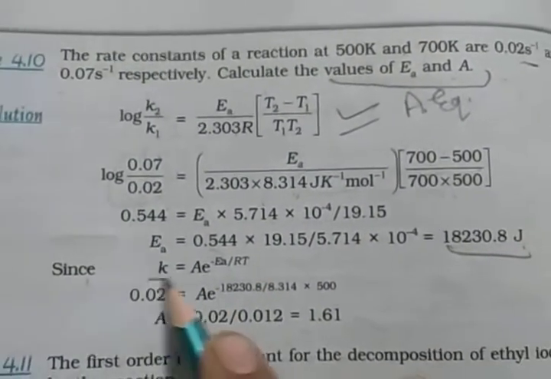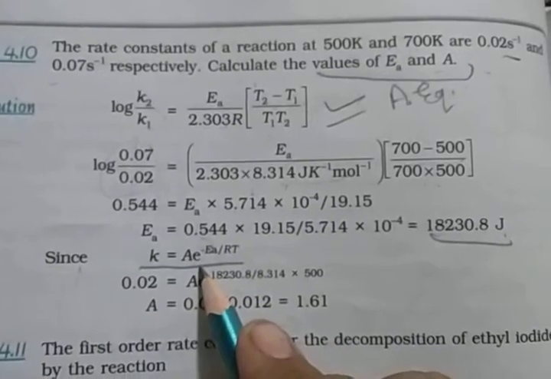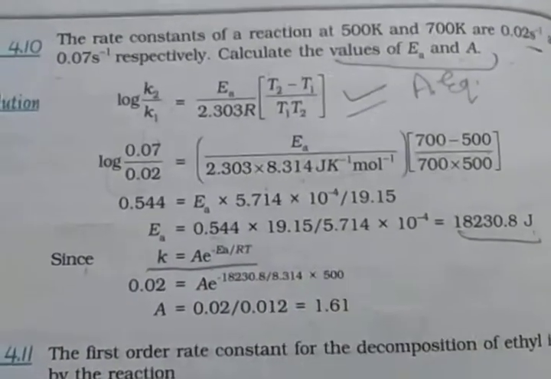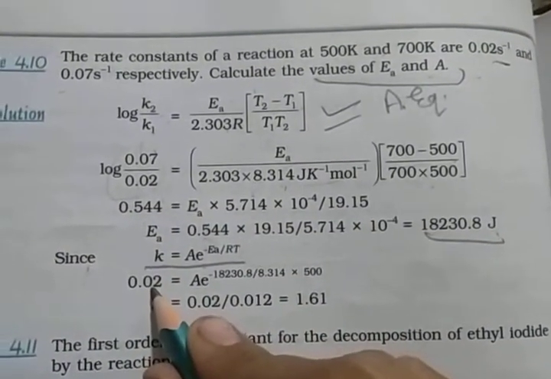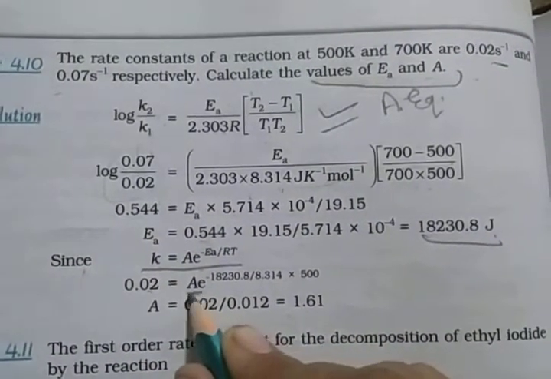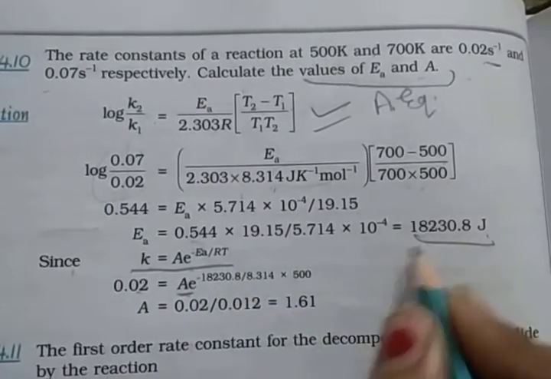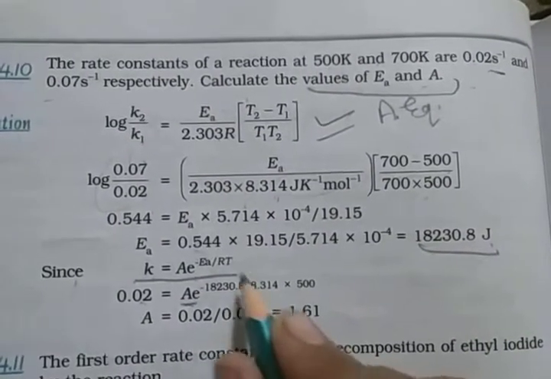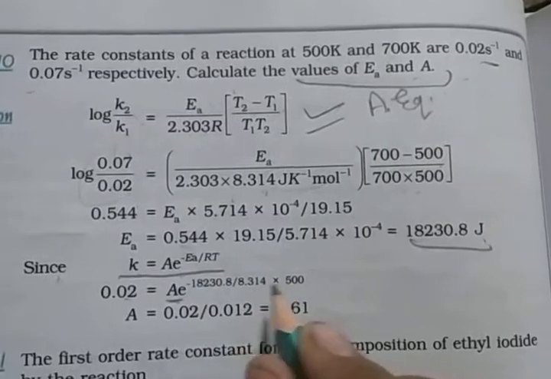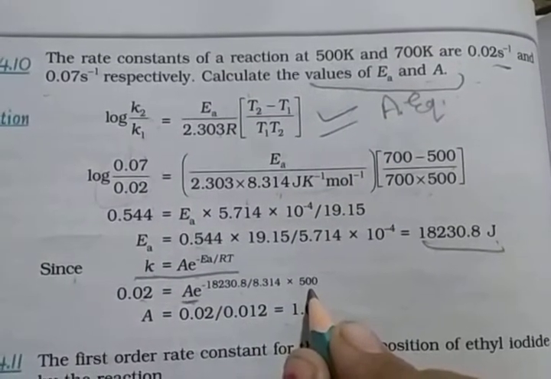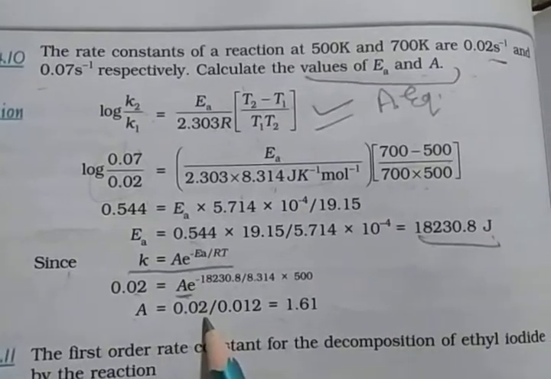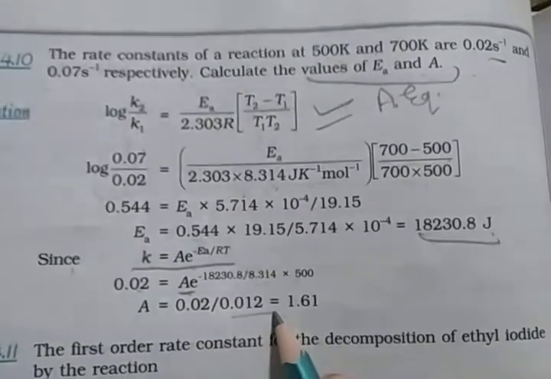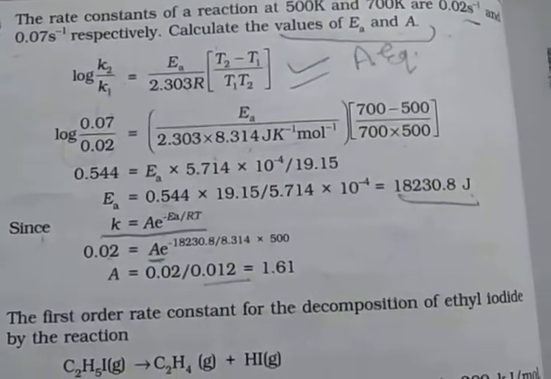Then the Arrhenius equation formula is k = A e^(-Ea/RT). So the rate constant value 0.02 is equal to A, which we have to find, times e^(-18230 divided by gas constant 8.314 times temperature 500). So A goes to the left-hand side, and 0.02 is divided by this value. So 1.61 comes.